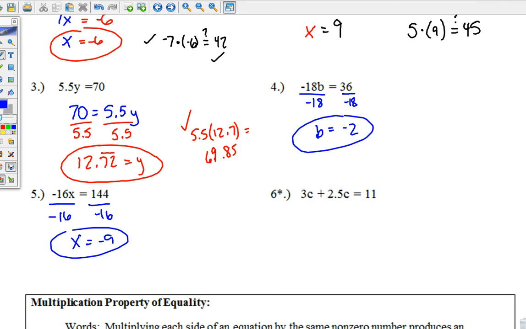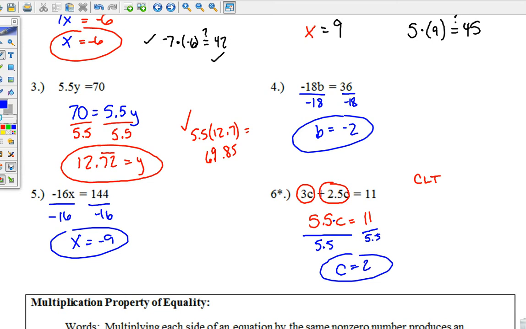Number 6, there's a star by it because there's an extra step you have to do for this one. Notice that we have like terms here. We want to combine those. This gives us 5.5c equals 11. So that was the first step that we had to do, combine like terms. And then we'll solve it just like an equation. We have times going on here, 5.5 times c, so divide by 5.5 on both sides. And we get c is equal to 2. Simple enough.